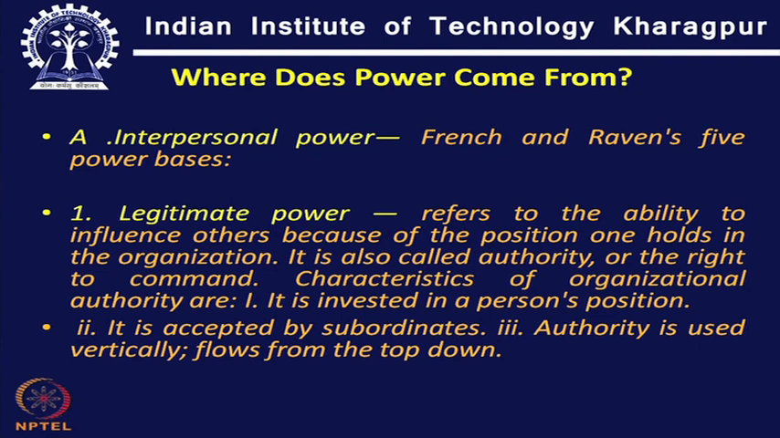Now the sources of power, or where power comes from. First is interpersonal power. French and Raven have given 5 power bases: legitimate power, reward power, coercive power, expert power, and referent power. I'll repeat: legitimate power, reward power, coercive power, expert power, and referent power. We'll look into each of these separately in detail.